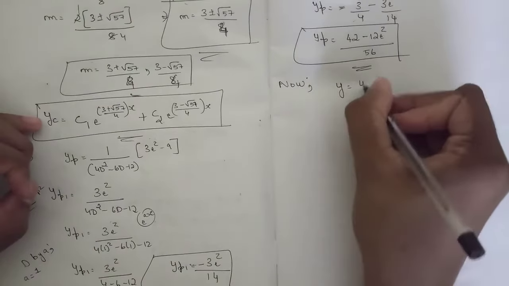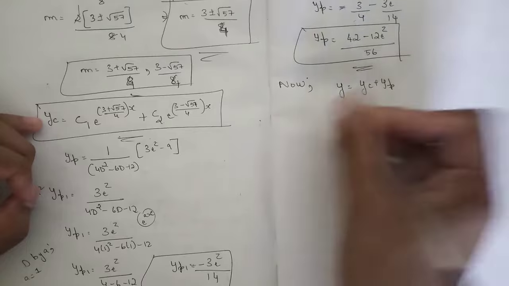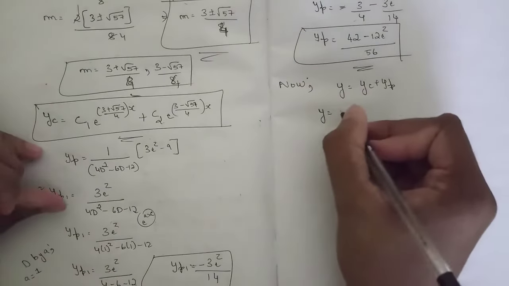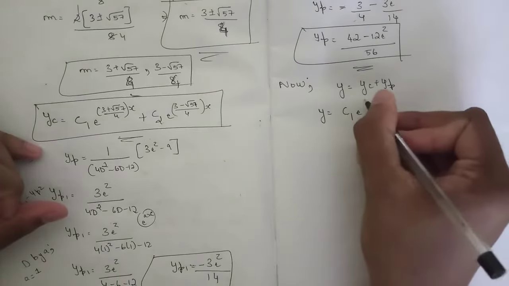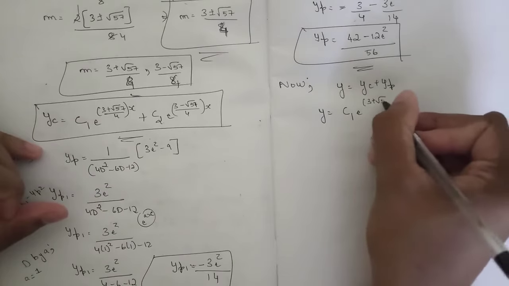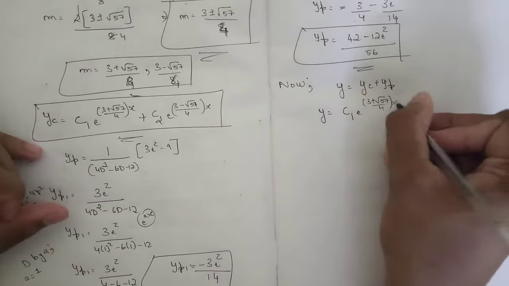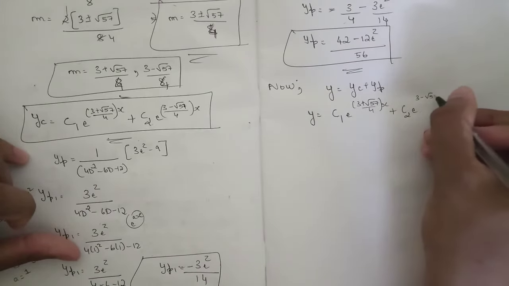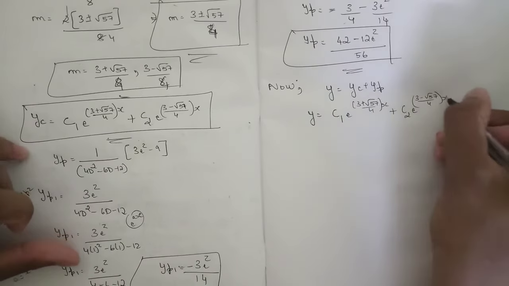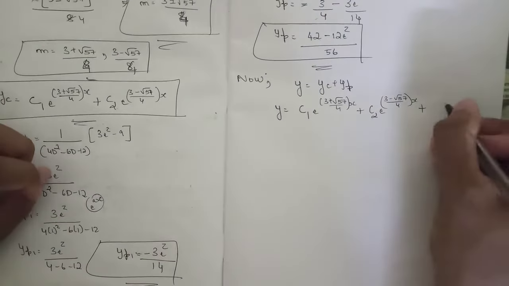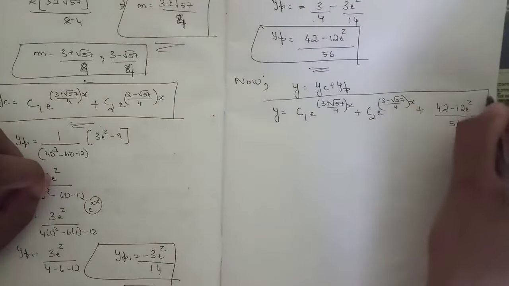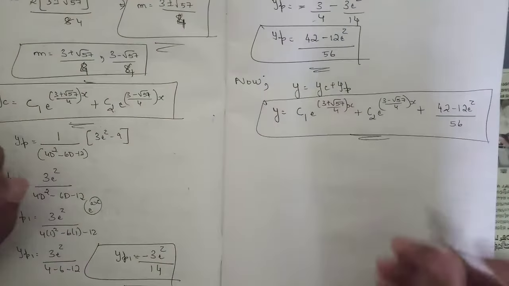So now finally we can write y is equal to yc plus yp. We have yc as c1 e to the power 3 plus root 57 by 4 x plus c2 into e to the power 3 minus root 57 by 4 into x, plus yp, which we got as 42 minus 12 e power z by 56. So this is your y term.